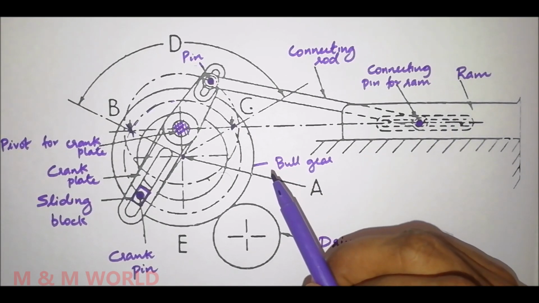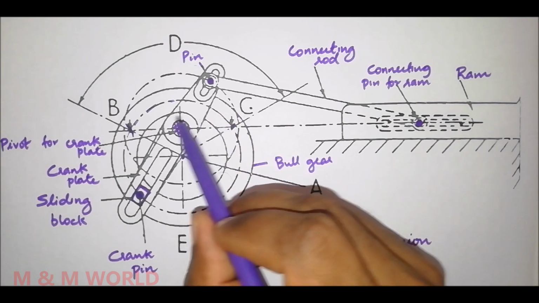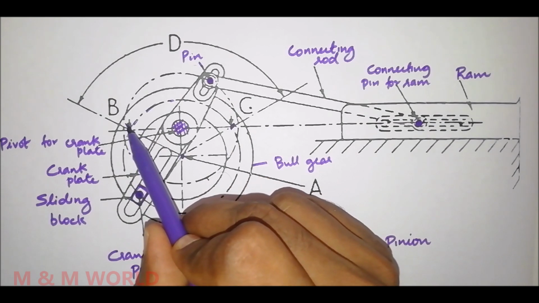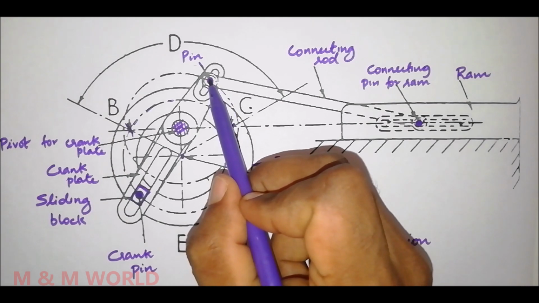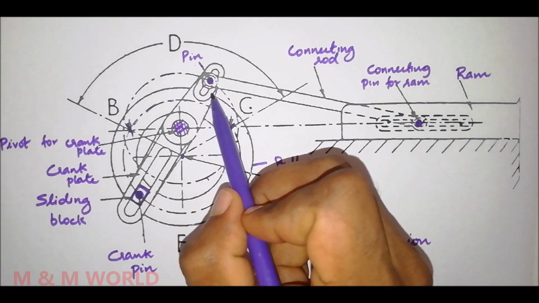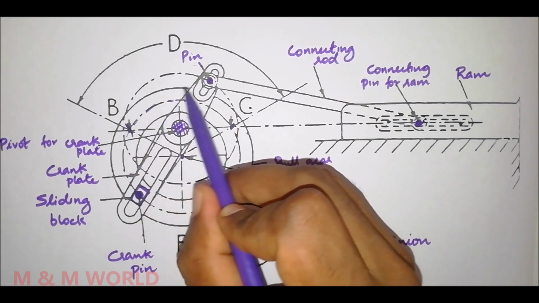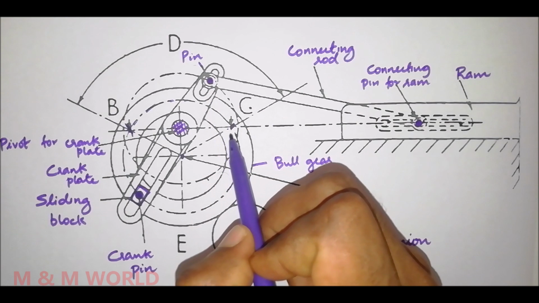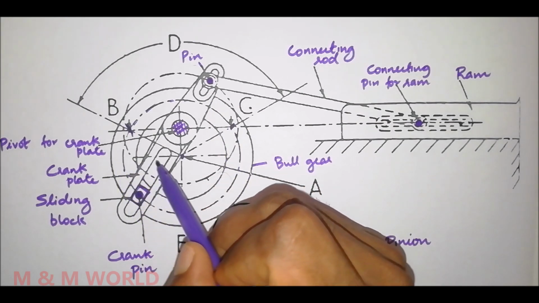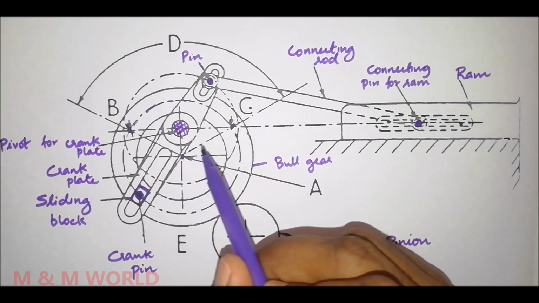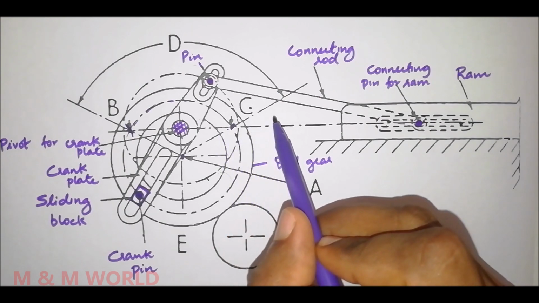And during the return stroke, what will happen? The crank pin travels from B to C. So this pin travels from forward to backward. So when the crank pin travels from B to C, this pin travels from forward to backward. So at this time the return stroke is completed.